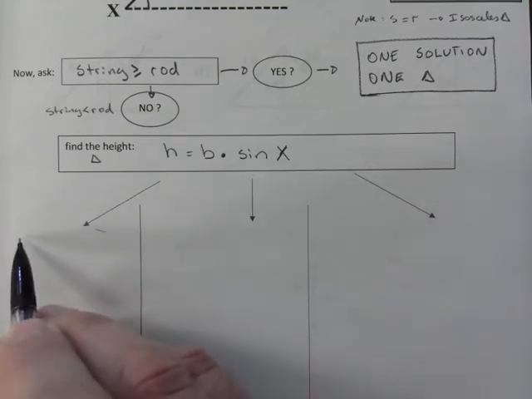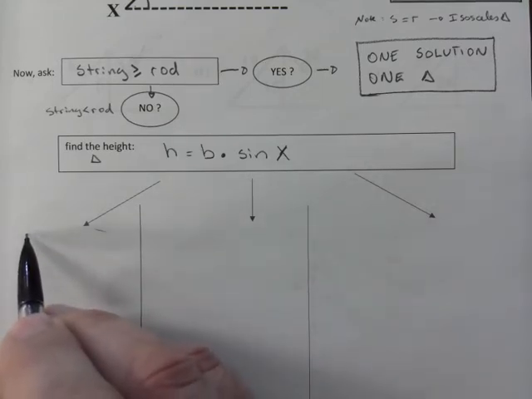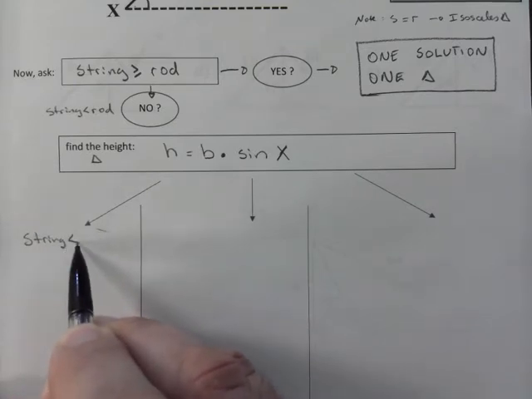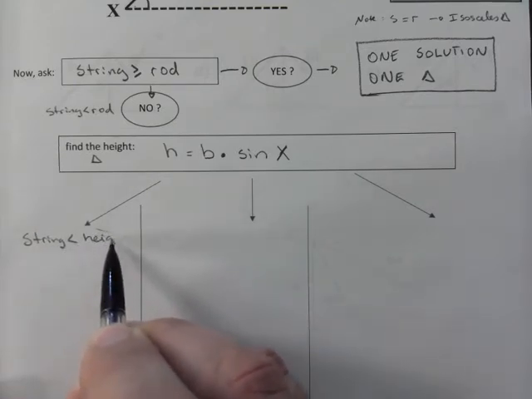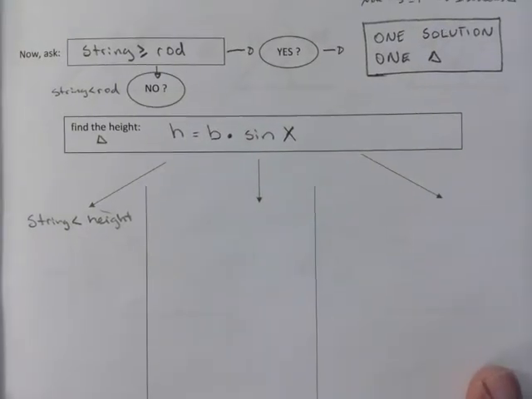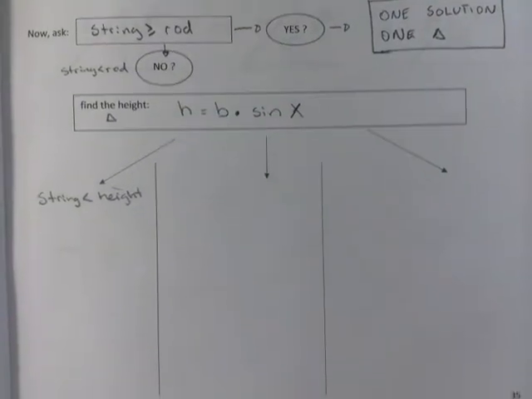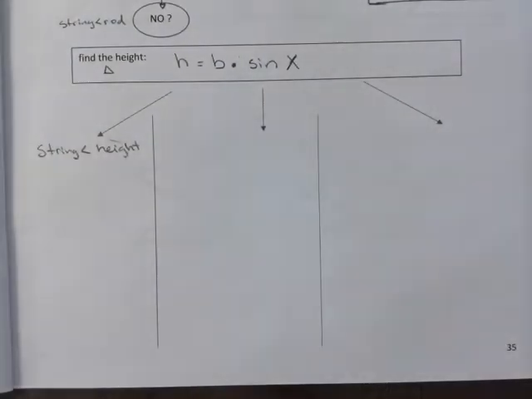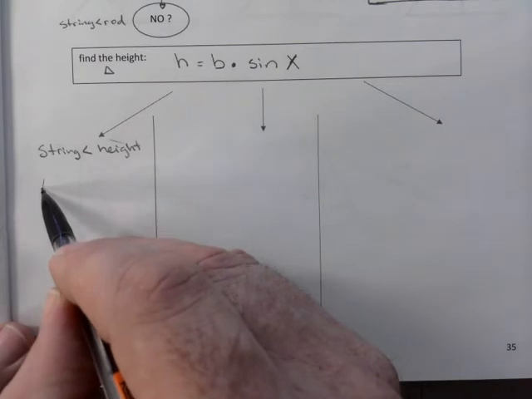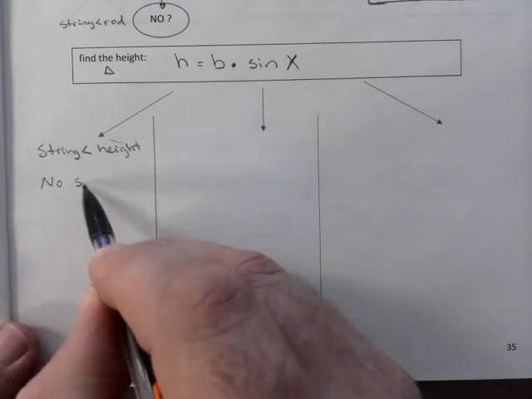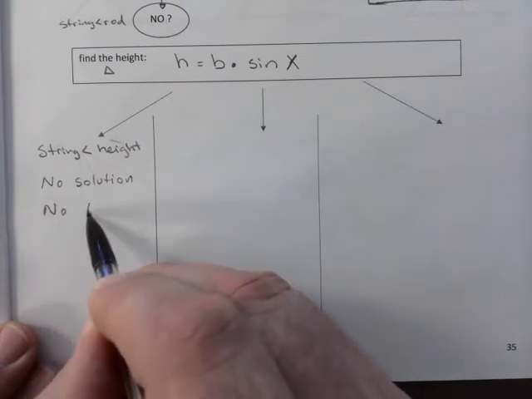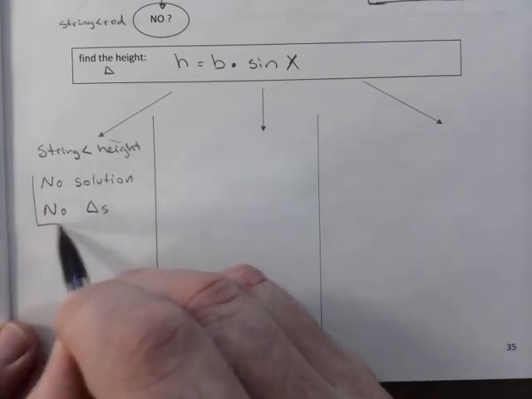If string is less than height, and you can tell yourself string is shorter than height. If you want to actually write that, go for it. But if the string is less than the height, you have no solution. No solution. No triangles. That's your conclusion.